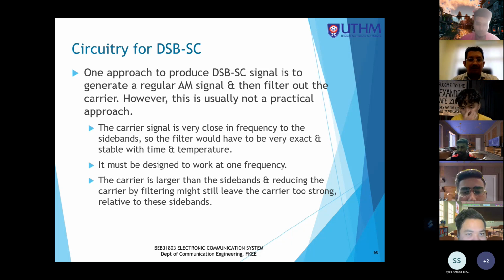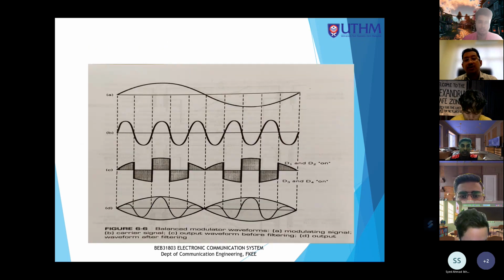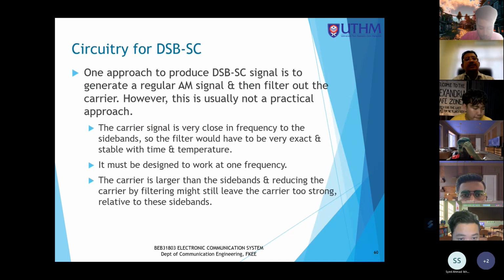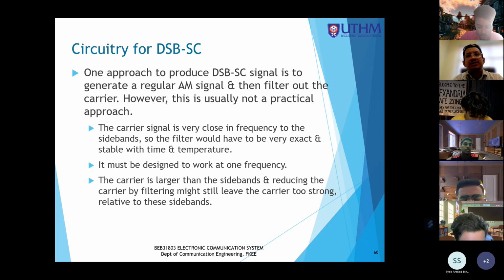Okay, so rasanya last week kita berhenti di sini, betul? If I'm not mistaken, kita berhenti di sini, yang mana ini adalah berkenaan dengan circuitry for double sideband suppressed carrier. What is this actually? So again, ini adalah circuit ataupun block diagram berkenaan dengan modulator, double sideband suppressed carrier modulator, yang mana kita nak menghasilkan, we want to produce a double sideband suppressed carrier signal.